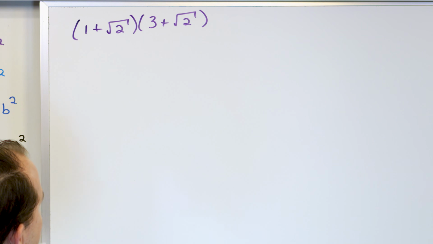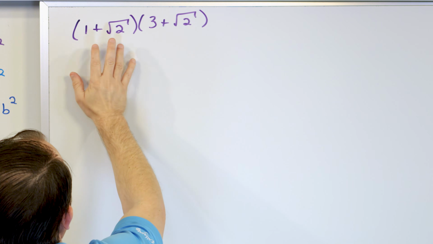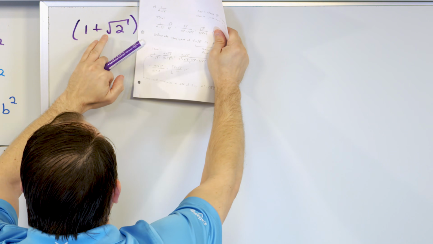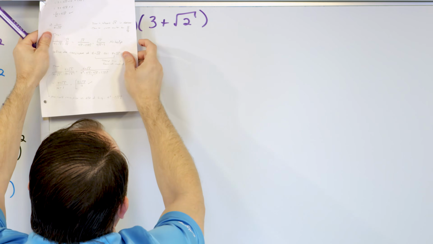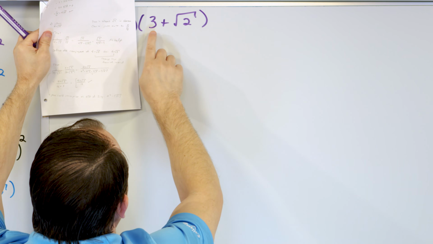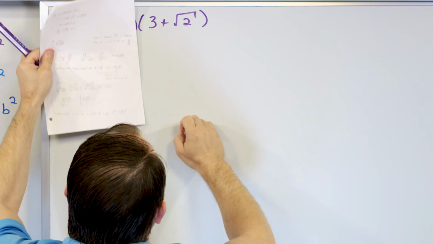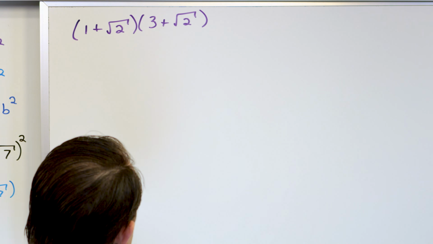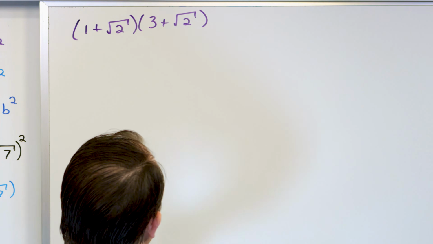This is not any kind of conjugate. The conjugate of this term here, the 1 plus the square root of 2, would be 1 minus the square root of 2. The conjugate of this term, 3 plus the square root of 2, would be 3 minus the square root of 2. And neither of those is involved in this guy, so we're just doing a multiplication, nothing special. There's no conjugates involved.